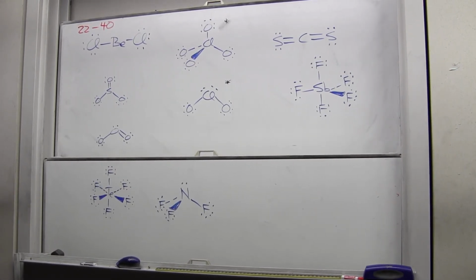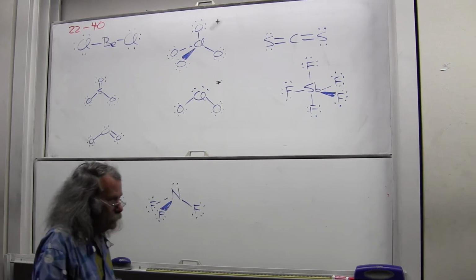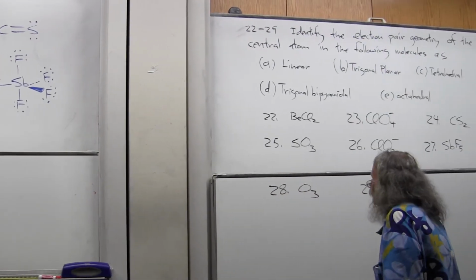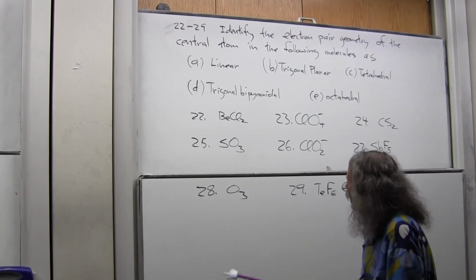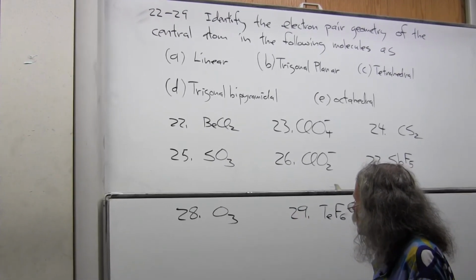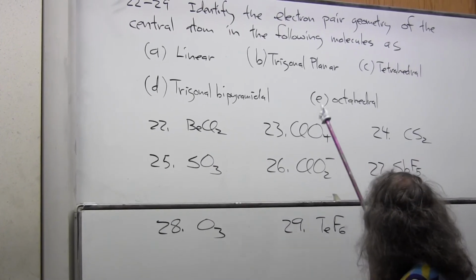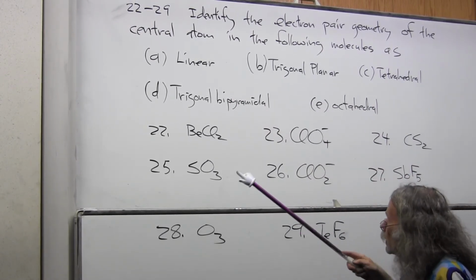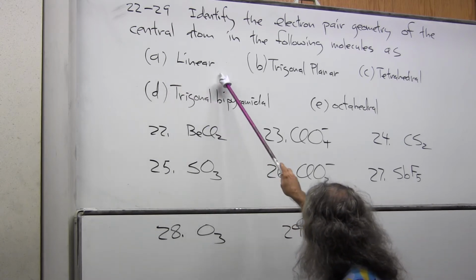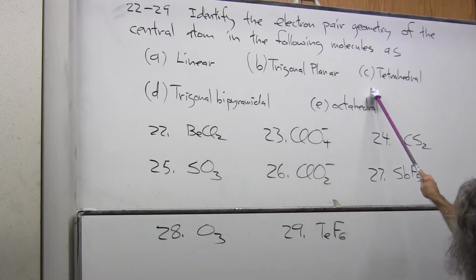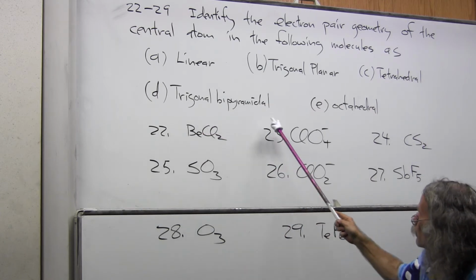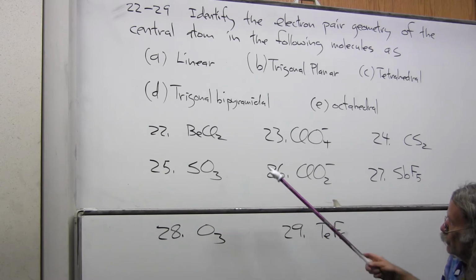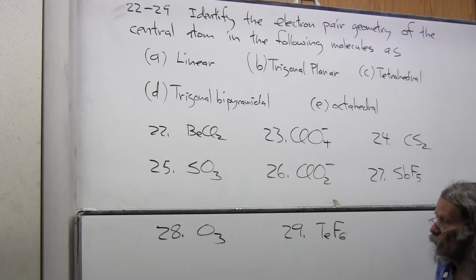Now that we've got that out of the way, let's now do problems 22 through 29. And the first molecule I have to deal with is beryllium dichloride. And I have to identify the electron pair geometry of the central atom and the molecule. Now I've got several options. A being linear, B is trigonal planar, C is tetrahedral, D is trigonal bipyramidal, and E is octahedral. So given those options, which one's going to be applicable to the beryllium dichloride?